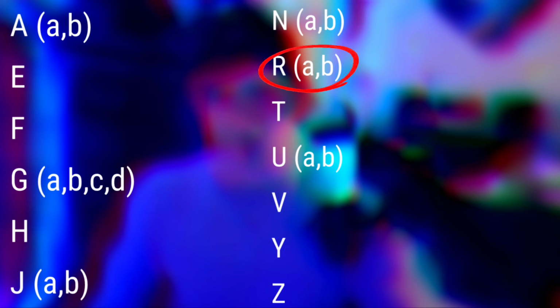Next up you have the R perm, which again is mirrored, so you have RA and RB. Next up is the T perm, and that one is not mirrored. Then you come to the U perm, and that one is mirrored, so you have a UA and UB. Then you have the V perm, not mirrored. Then the Y perm, which is also not mirrored. And finally the Z perm, which is not mirrored.